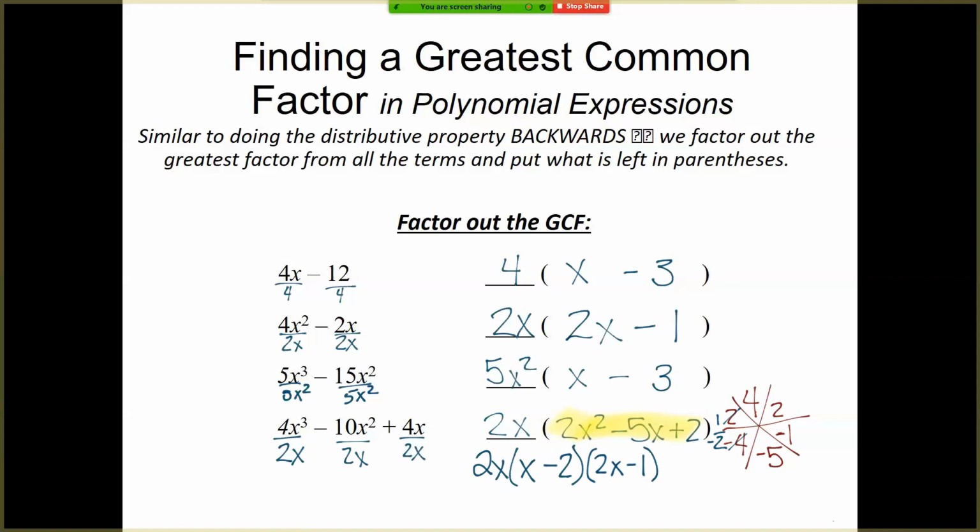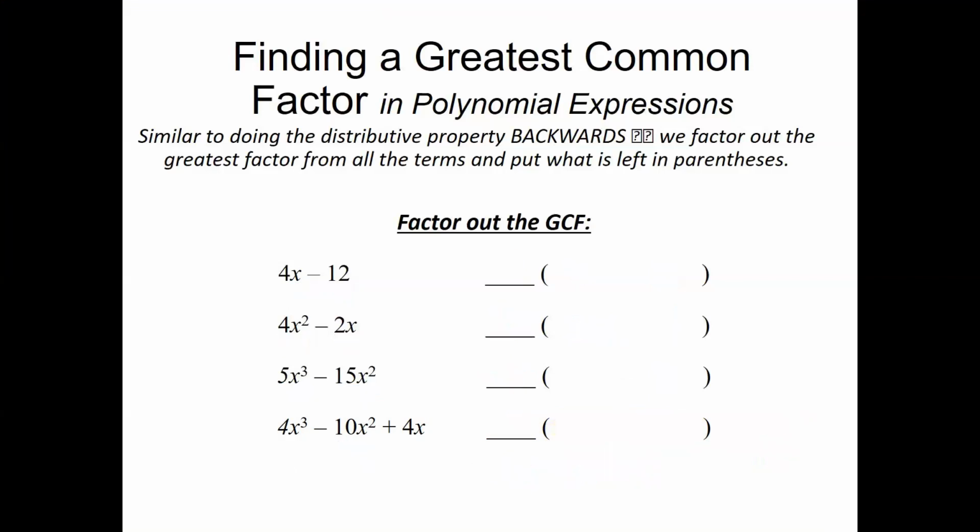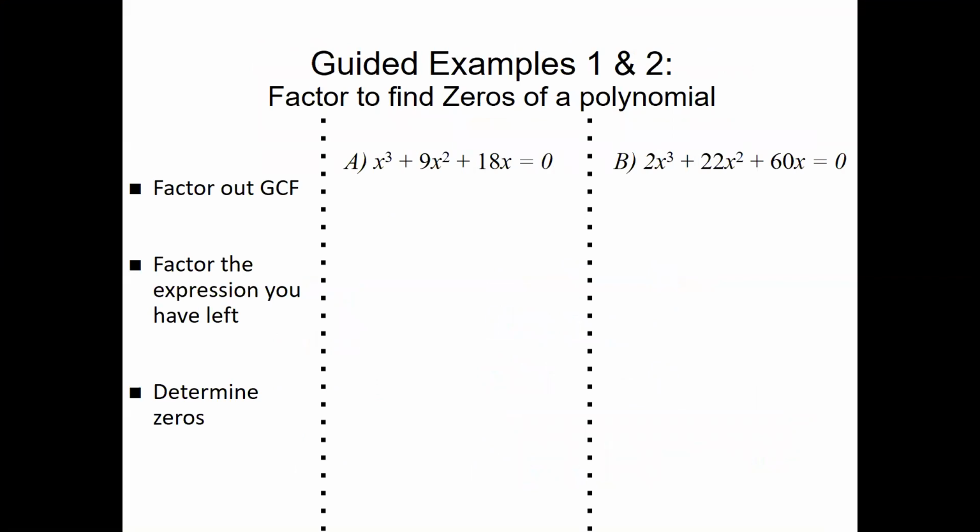Since it was a quadratic, we're checking our asterisks to see if it factors. Questions on greatest common factor. So sometimes you can find the greatest common factor and then stop. Other times you're going to find that greatest common factor and have a quadratic that you need to factor further, which is normally what's going to happen on today's assignment. So looking at example A and example B, I've told you you're going to start by factoring out the greatest common factor. Then you're going to factor the expression you have left and determine your zeros.